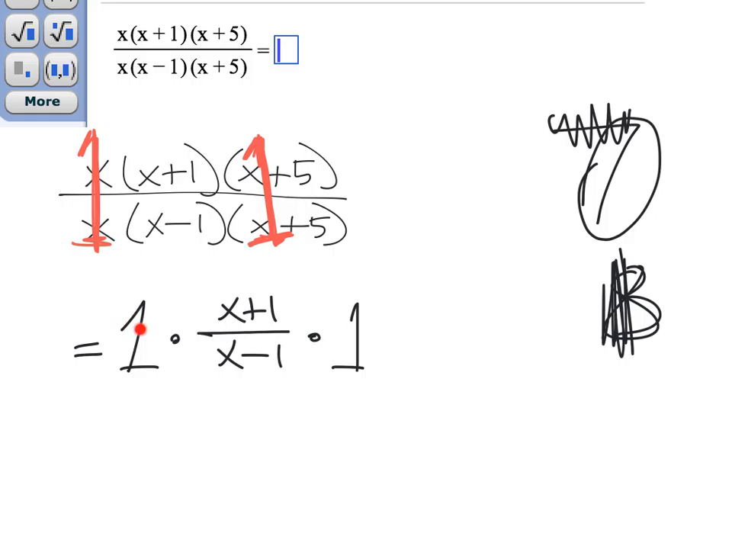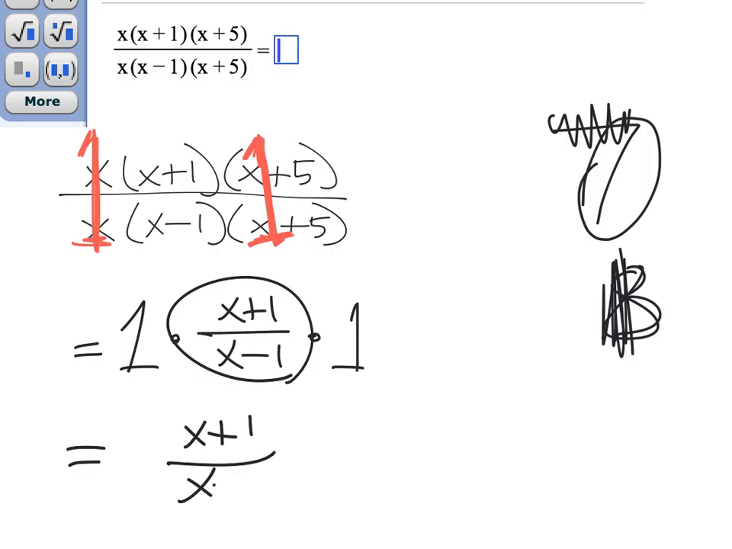So this one is right here, this one is right here. And so really, the answer is just x plus 1 over x minus 1. And from now on, I think I'm just going to go straight to this step. I'm going to ignore this step right here, because it's not really necessary.